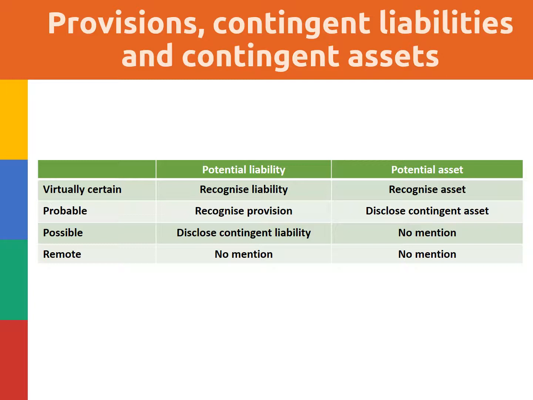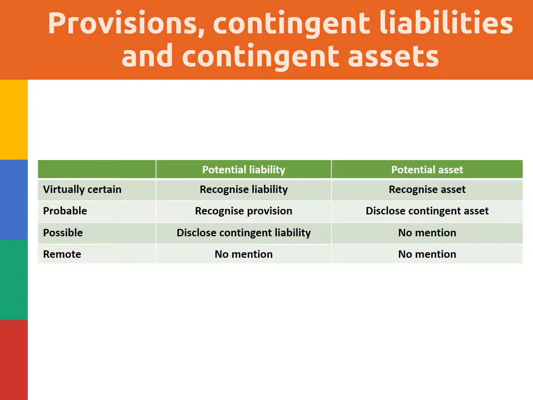This would usually mean we know the exact amount and timing of the required payment. Consider a legal case. If we've been taken to court and lost, and the court has told us what we need to pay and when, this is virtually certain and would be recognised as a normal payable. If payment is only probable, so more likely than not, then we would recognise a provision. In this case, we may not know the exact amount or timing. So if, for example, it looks like we will probably lose the court case, but it hasn't yet been decided.